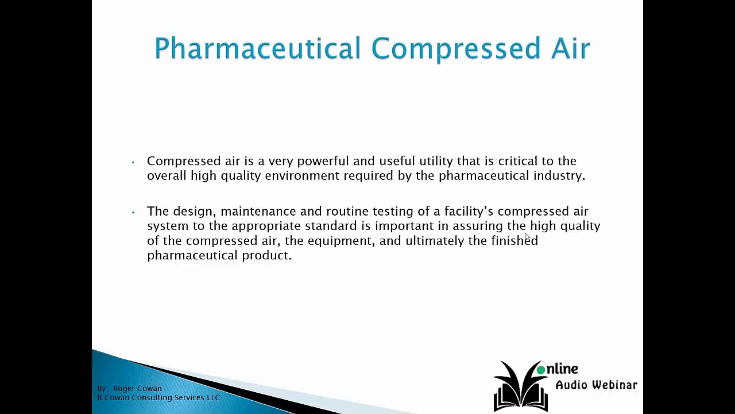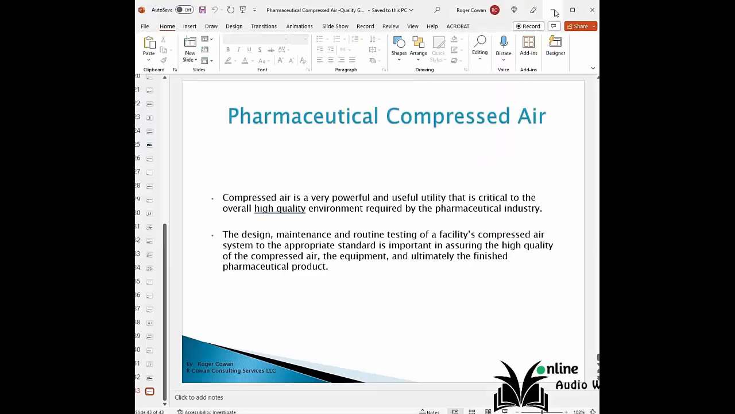So in conclusion, compressed air is a very powerful and useful utility. I hope I've shown you that it's critical to the overall high quality environment required by pharmaceuticals. Therefore, the design, the maintenance, and the routine testing of the facility's compressed air system to the appropriate standard is important in assuring the high quality of the compressed air, the equipment, and ultimately, and most importantly, the finished pharmaceutical product.